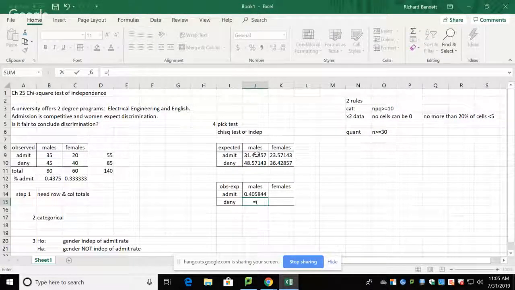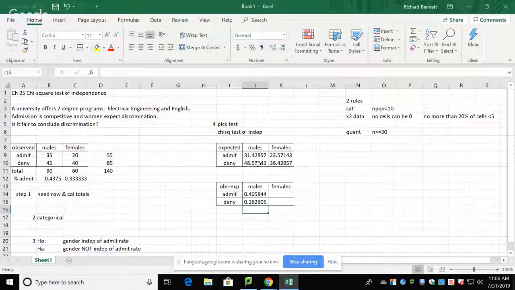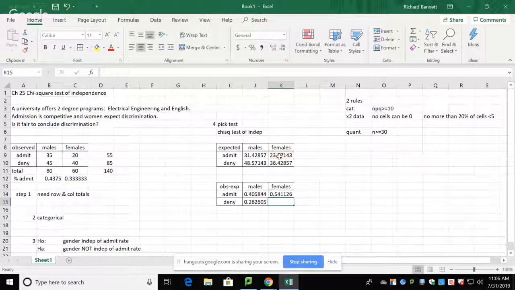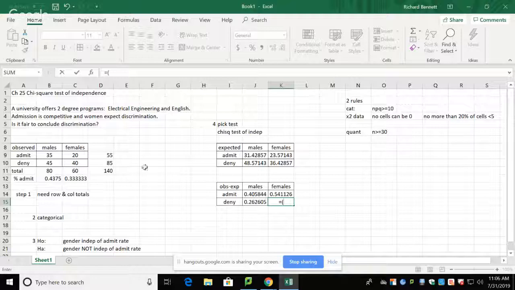Equals the parenthesis observed minus the expected squared divided by the expected. Equals the observed 20 minus the expected 23.5 squared divided by the expected. Equals the observed 40 minus the expected squared divided by the expected.